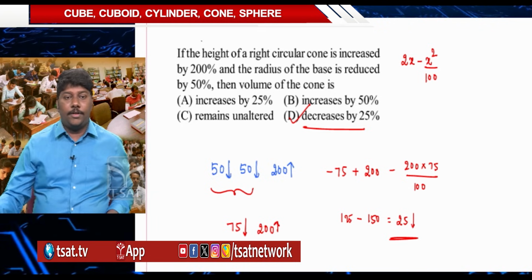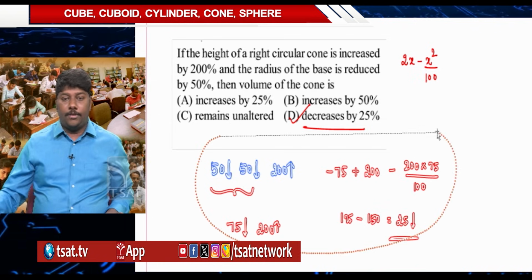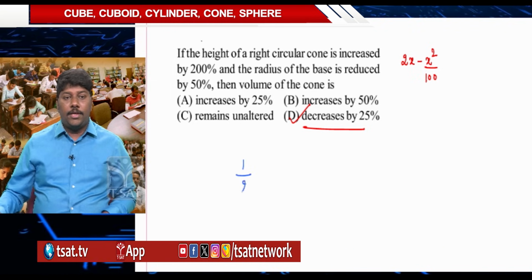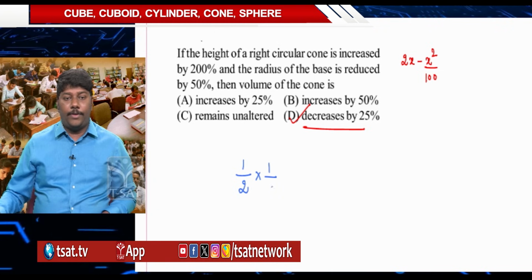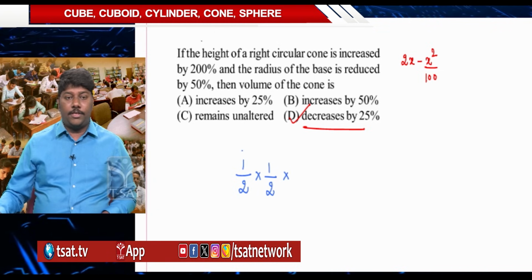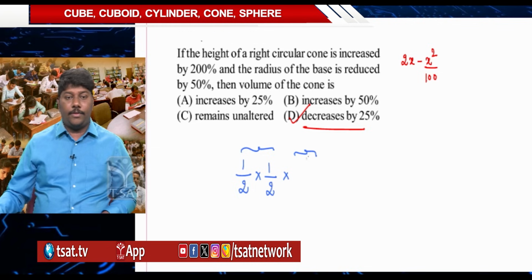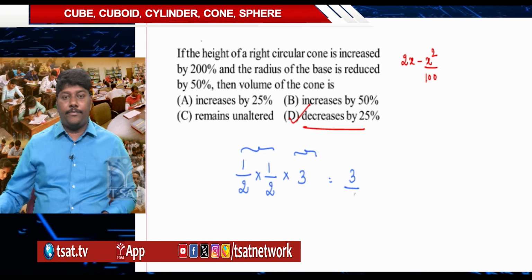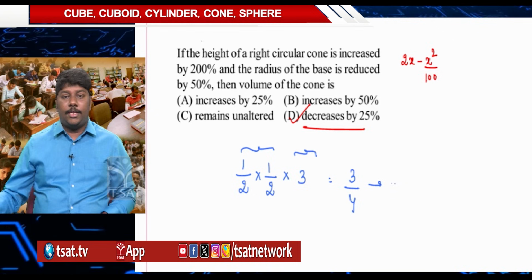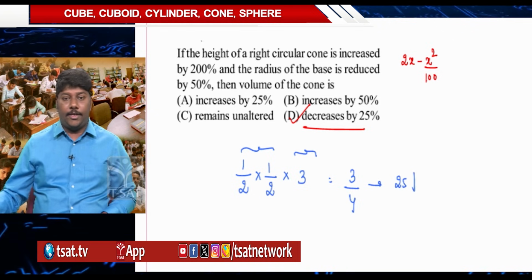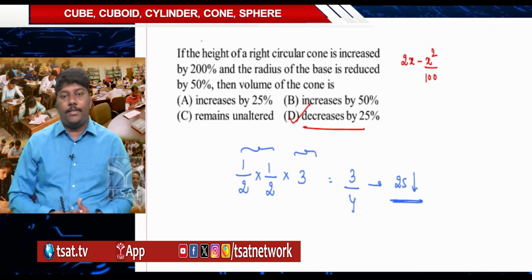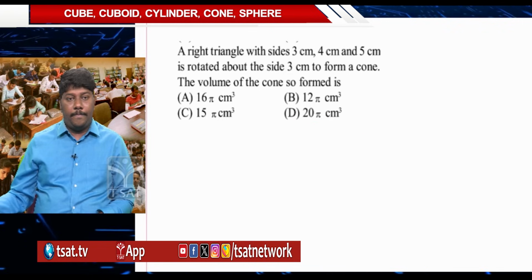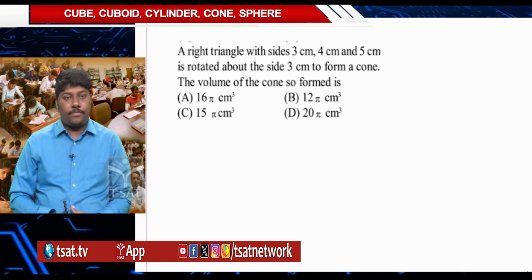So let's look at how we'll do it in terms of fractions. Now see, in terms of fractions it's very easy. In place of radius, half into half, 1/4. In place of height, this is for radius and this is for height. 200% increase means 3 times. So it is 3 by 4. What is 3 by 4 indicates? 3 by 4 is 25% decrease. So you can directly get the answer as 25% decrease. Look at the next one.